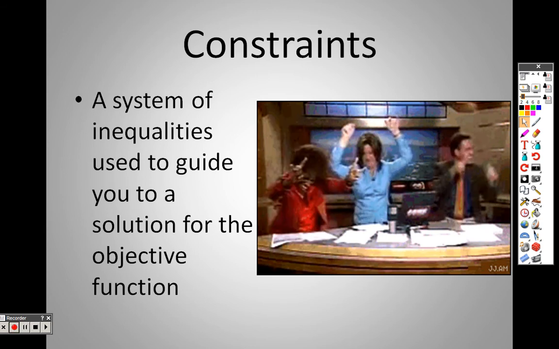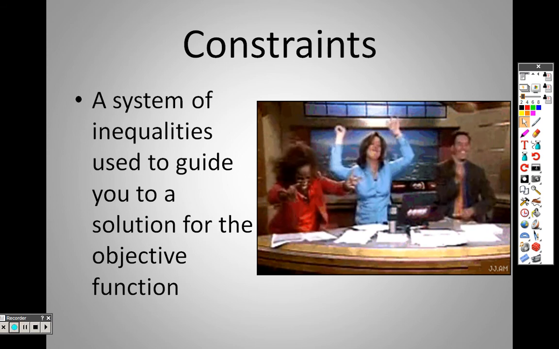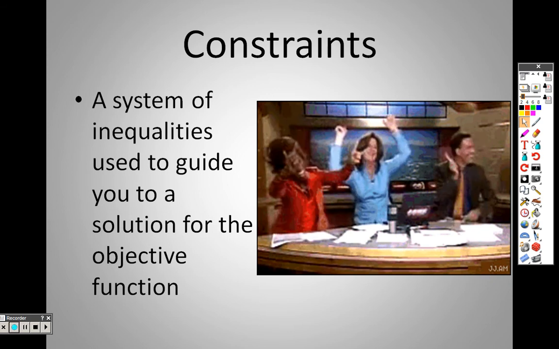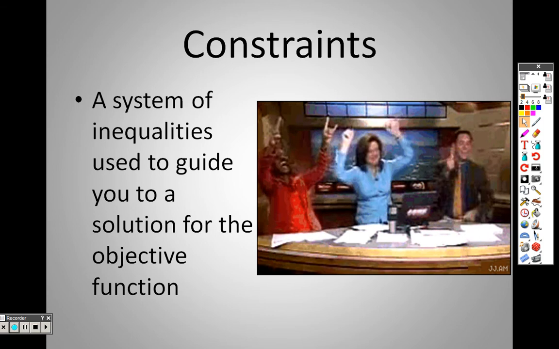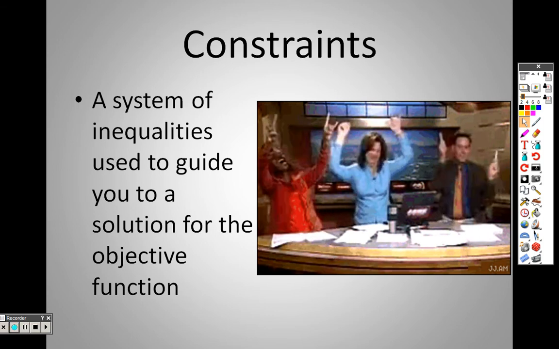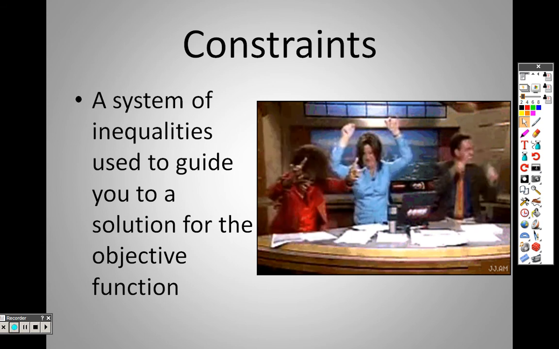Constraints. Constraints are a system of inequalities used to guide you to a solution for the objective function. Those are the inequalities. That is 3.3. The constraints, what you did, all this stuff we just did in the last section. Linear programming is graphing systems of linear inequalities. You're just finding the max and min as well. That's it. That's the only difference.